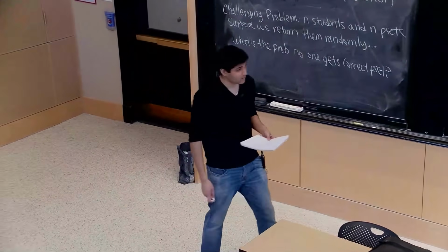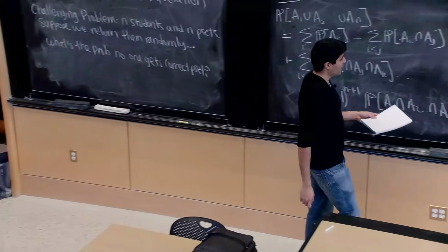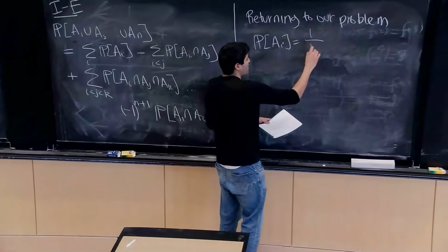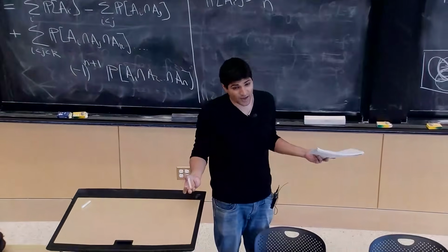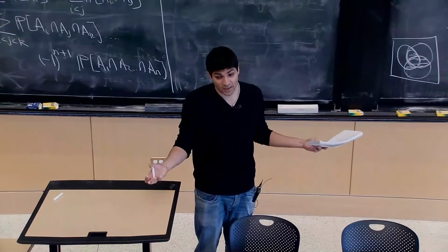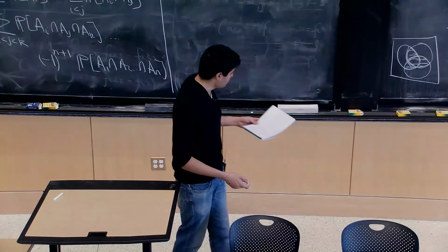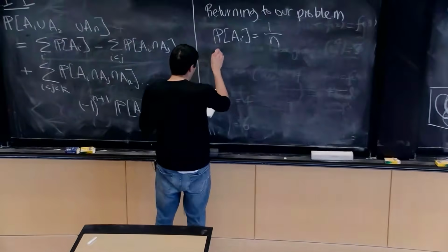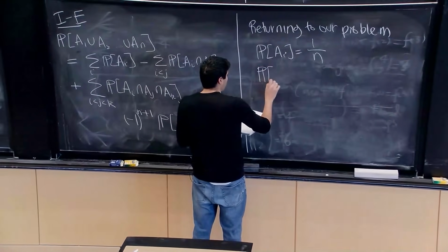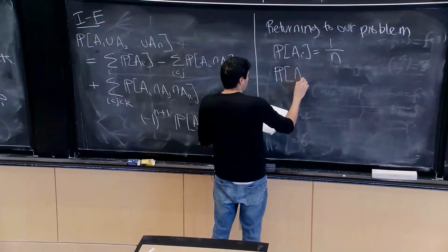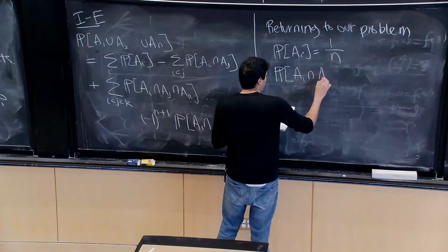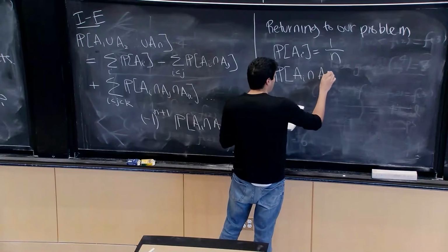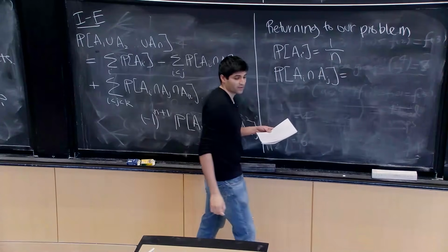1 over n. Perfect. 1 over n, because I can just imagine that I'm handing back that student's p set first, and I selected randomly. So I have a 1 over n chance of getting them their correct p set. Now we know as we go to higher intersections, we have to be more careful, right? Because that's where the dependence between these events kicks in, so that we can't just naively multiply these probabilities.